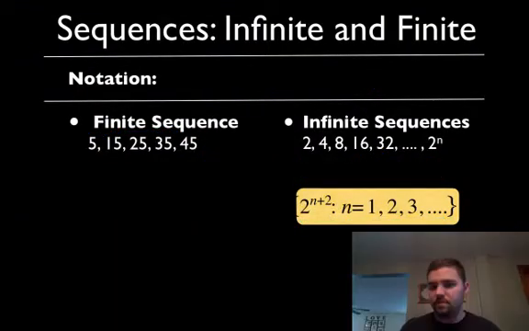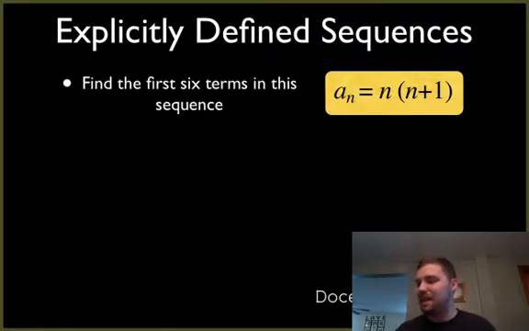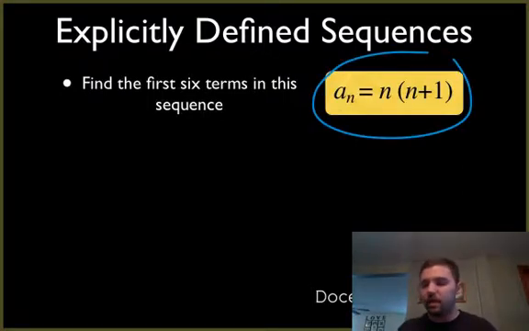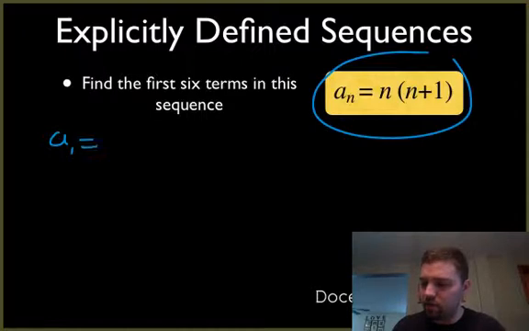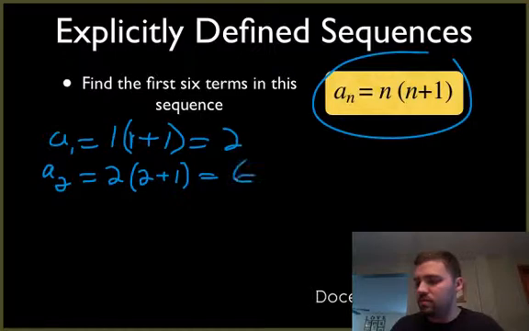Let's move on here. Find the first 6 terms in the sequence. So suppose we had a sequence that was defined by a sub n equals n times n plus 1. We want to find the first 6 terms. Hopefully we'll be able to find a pattern here, so we won't have to do the rule each time. A sub 1 is going to be 1 times 1 plus 1, which is 2. A sub 2 is going to be 2 times 2 plus 1, which is 6.